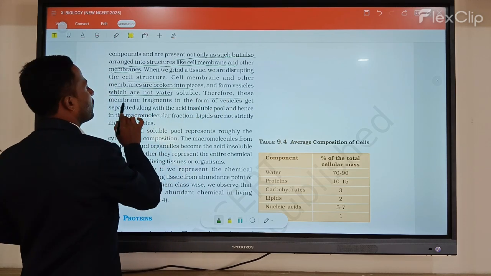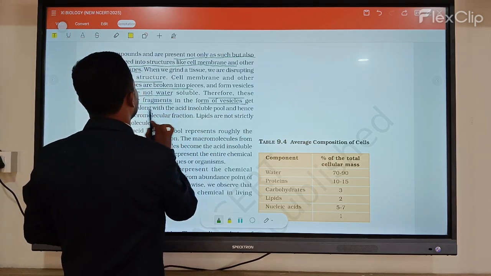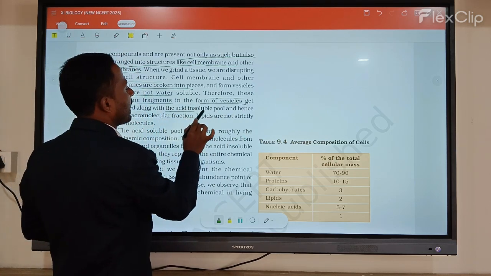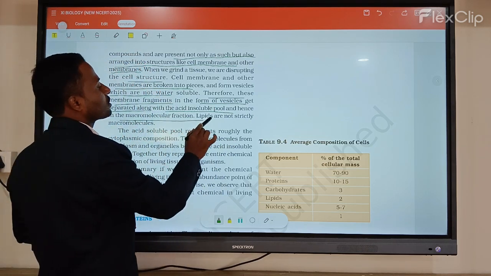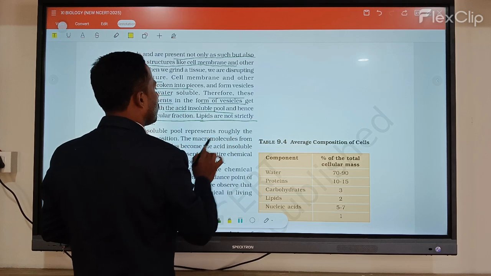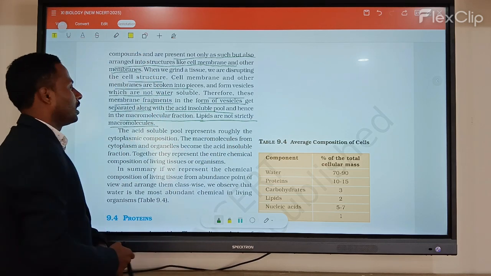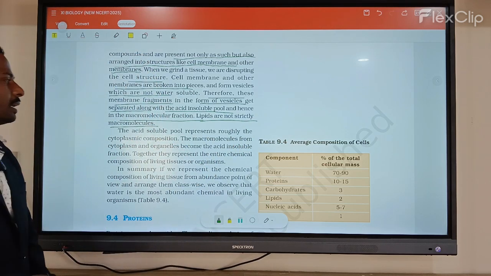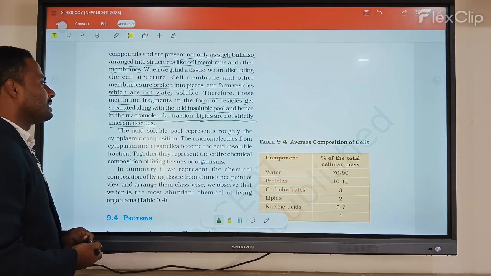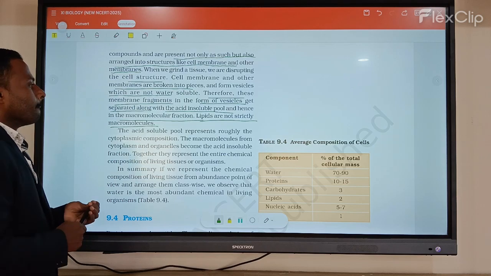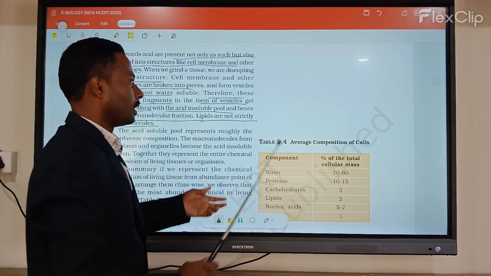Therefore, the membrane fragments form vesicles, separating along with the acid insoluble pool, and hence form the macromolecule fraction. The lipids are strictly not complete macromolecules, but they are water insoluble. So hence it is called a macromolecule fraction. Completely, the lipids are included among the macromolecules.